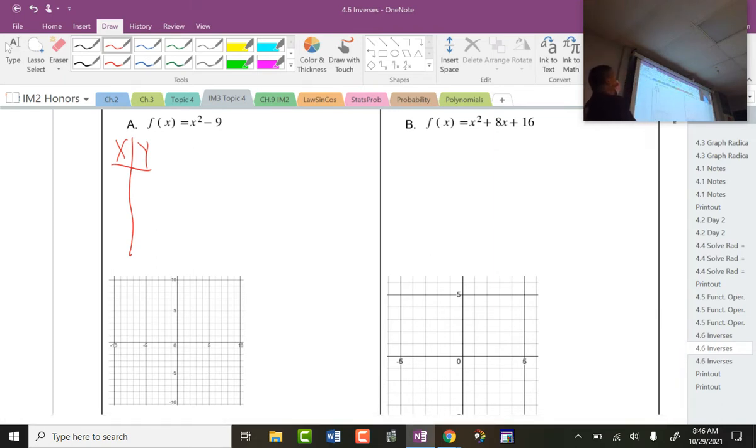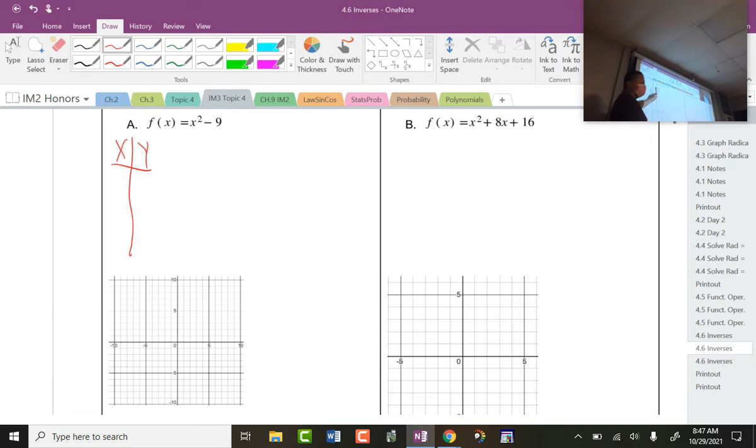Alrighty then. Input, say it. What do you think I should input first? What number? 3, 2, 1, go. Not 3, 0. I want to find the vertex value. This isn't moved right or left at all. It's just moved down 9. That's why I kind of consider this vertex form. Nice little review from chapter 3, I believe.